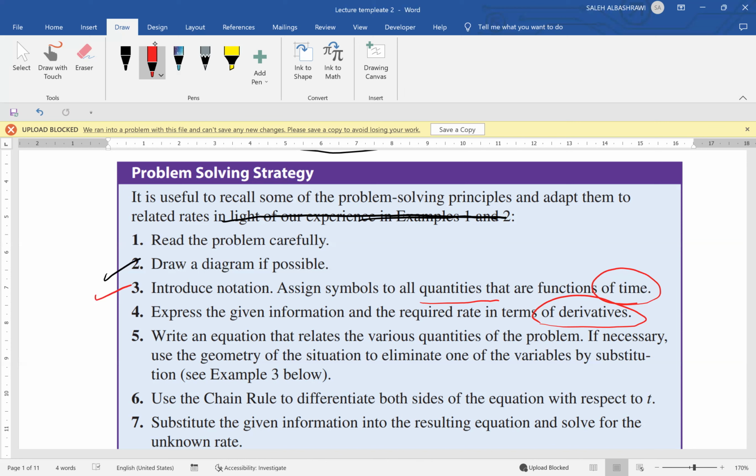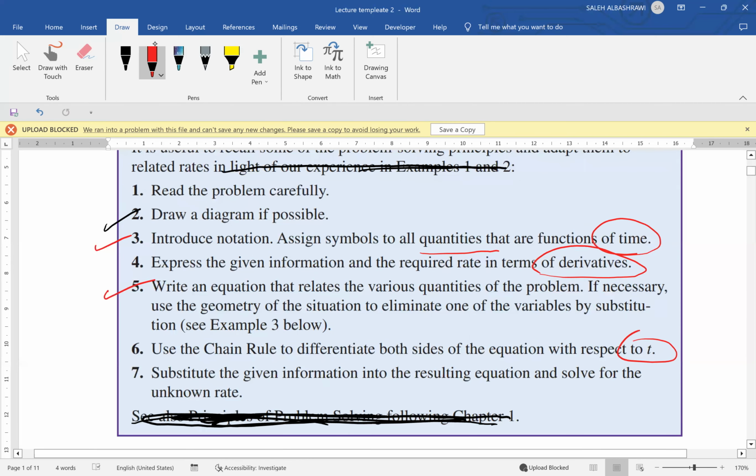Write an equation that relates the various quantities. We need to write the equation or the function. Number 6, we use the chain rule to differentiate both sides of the equation with respect to time. So we need to write the function or the equation, then we differentiate the left-hand side and right-hand side with respect to t, the time. Step number 7, substitute the given information into the resulting equation and solve for the unknown rate. To apply these steps, let's have some examples.